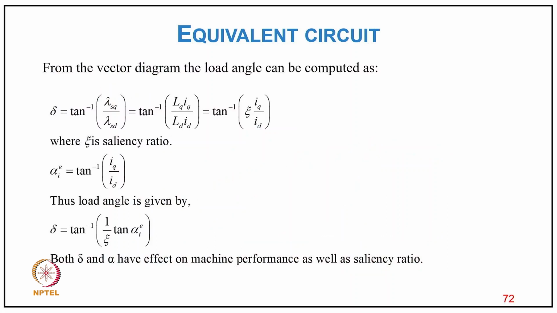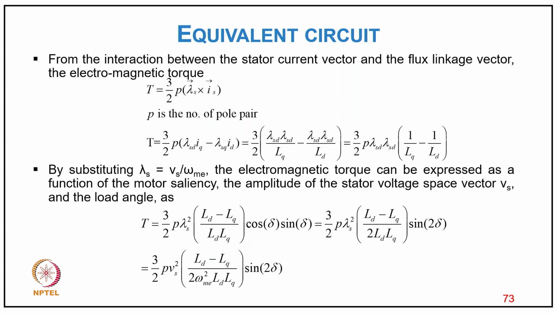So from this vector diagram, the load angle can be computed as delta equal to tan inverse lambda SQ upon lambda SD, equal to tan inverse LQ IQ divided by LD ID, equal to tan inverse IQ upon rho ID, where eta is the saliency ratio and alpha equal to tan inverse IQ upon ID. Thus the load angle is given by delta equal to tan inverse of 1 upon eta tan alpha I. Both delta and alpha have an effect on machine performance as well as saliency ratio.